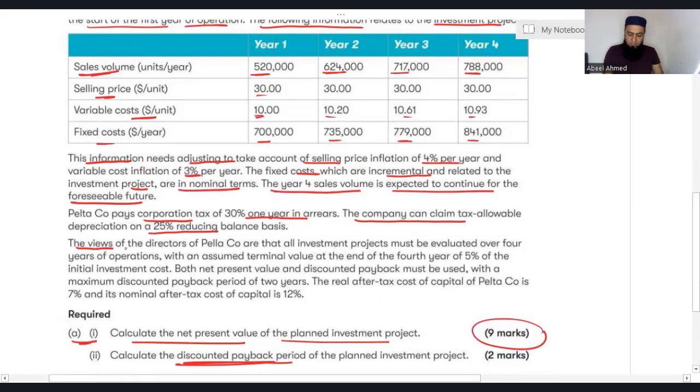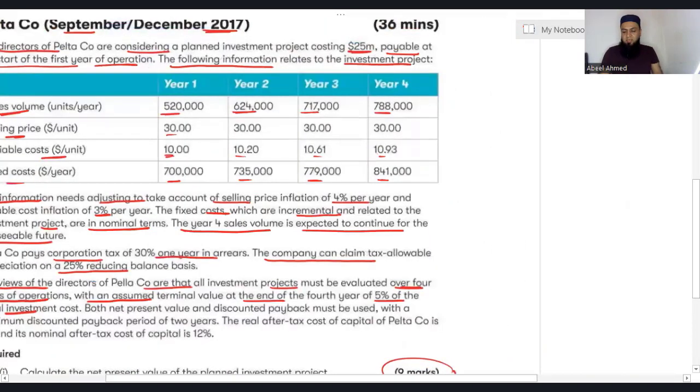Okay. The views of the directors of Pelta are that all investment projects must be evaluated over 4 years of operation with an assumed terminal value at the end of 4 years of 5% of the initial investment. So basically the residual value is, let's say, your initial investment is 25 million. I'm ignoring 3 zeros, so your initial investment becomes 25,000. If I take 5% of 25,000, that is going to be my residual value. It is 1250. So the residual value of this project is 1250.